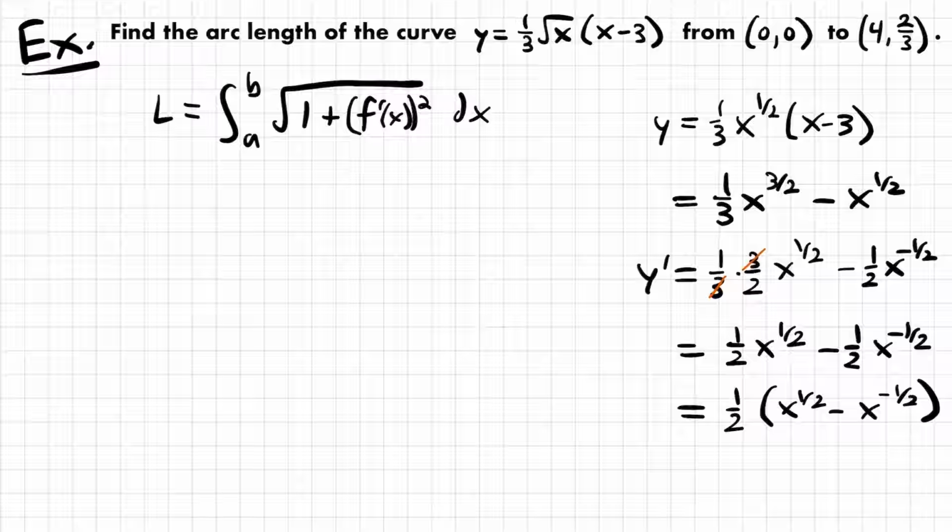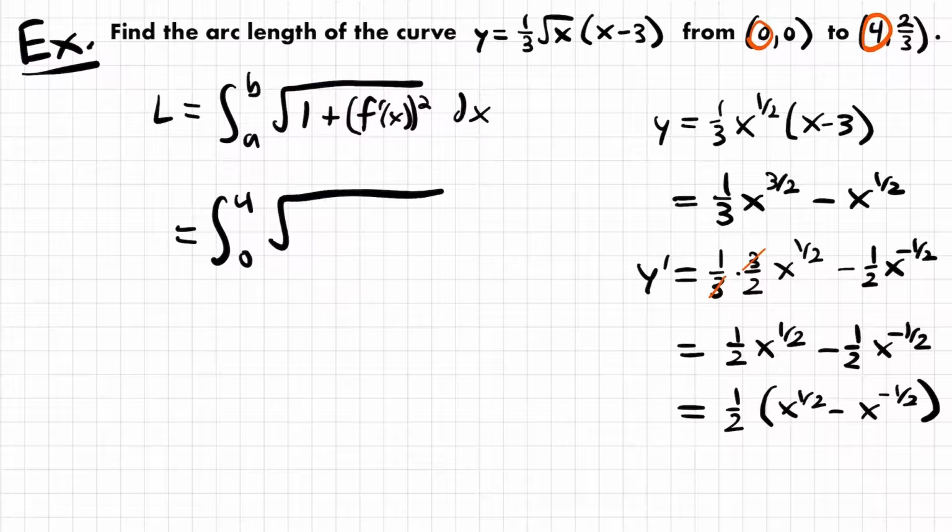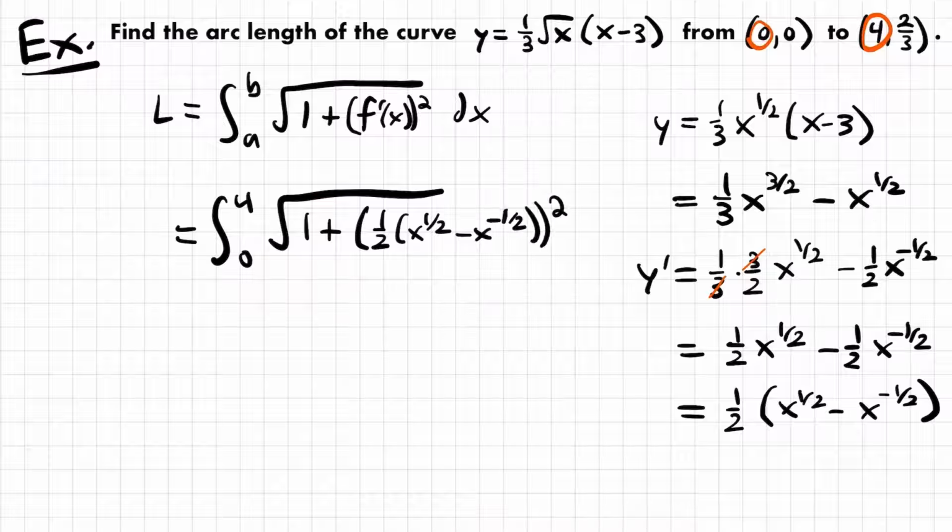So our bounds of integration will be from 0 to 4. Okay, so we're going to ignore the y coordinates because they don't matter when we're working in terms of x. So this will be equal to the integral from 0 to 4 of the square root of 1 plus our derivative squared. So we'll have 1/2 times x to the 1/2 power minus x to the negative 1/2 power, and then that will be squared, and that will be multiplied by dx.